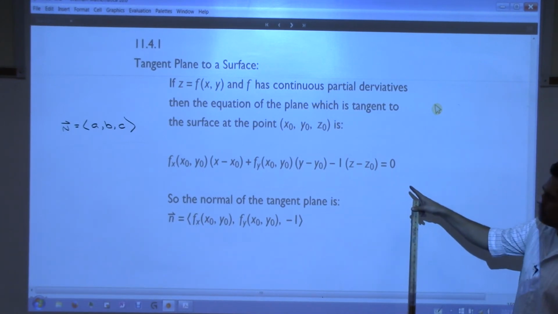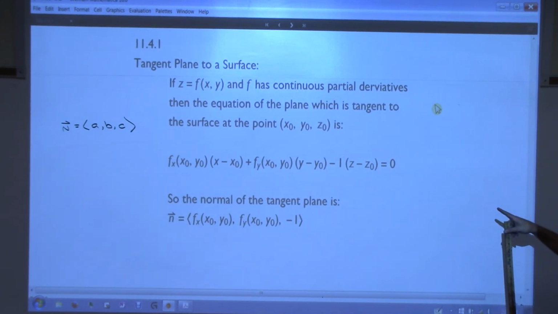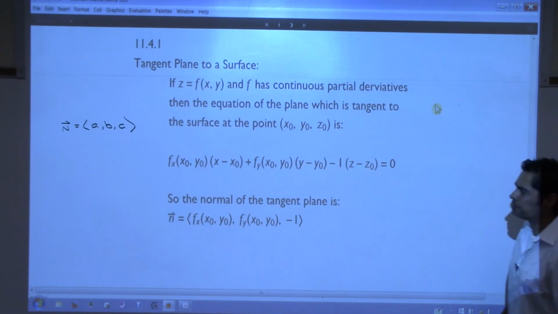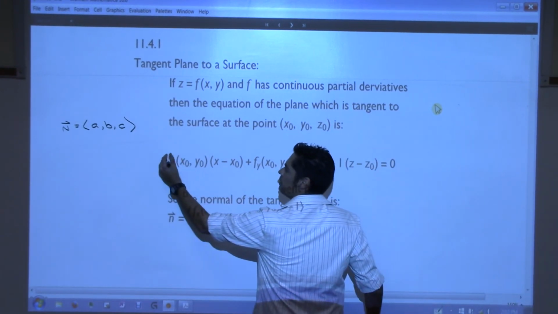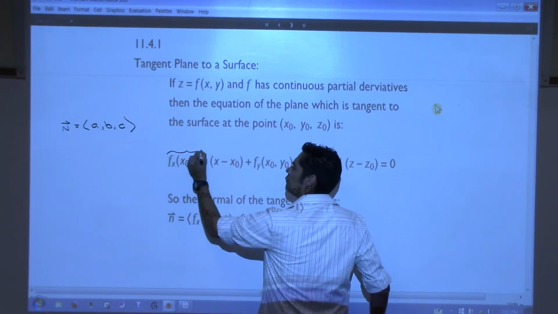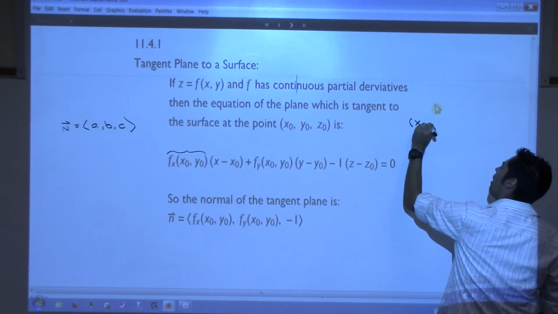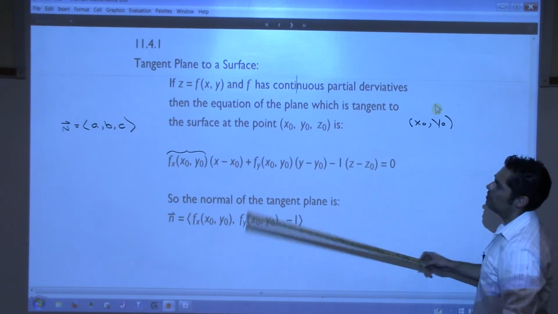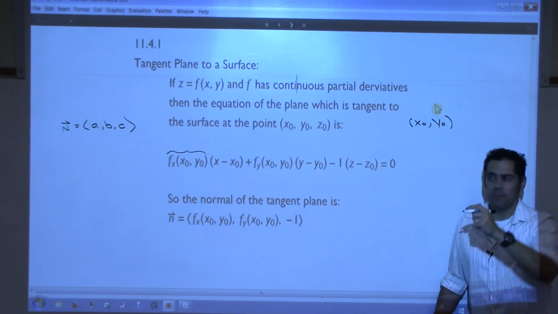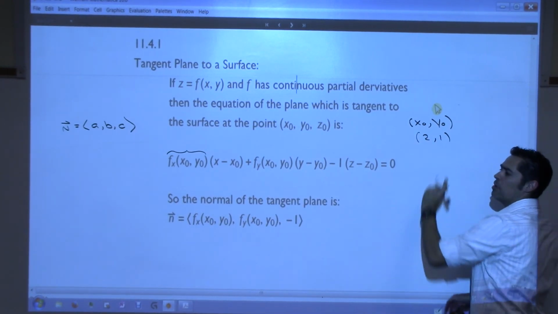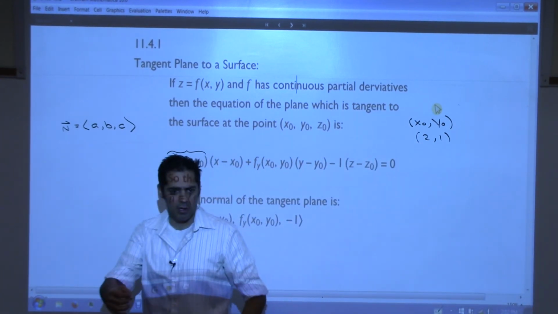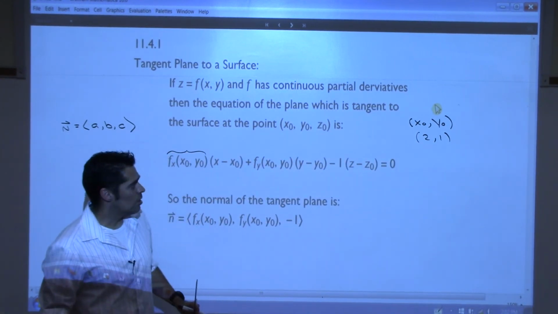Does that look complicated? What does that look like to you? Well, look, they have to give you a point, x naught, y naught. That's given. You have to be standing on a point on the surface. Maybe it's the point 2, 1, like we were at 2, 1 at the very beginning of class. I came out 2, I went over 1. So let's go back to that.